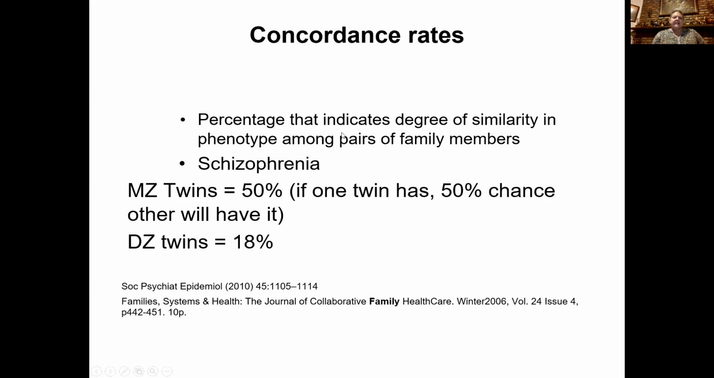Concordance rates. That's the percentage that indicates the degree of similarity in phenotype among pairs of family members. So say we want to take a look at a particular family, and we're going to see what kind of genetic things are expressed, the phenotype, what similarities and differences we can see among these family members. One of the things we take a look at is concordance rates.